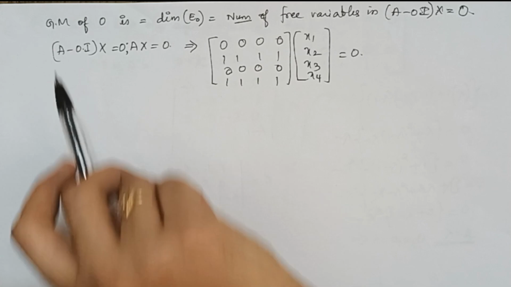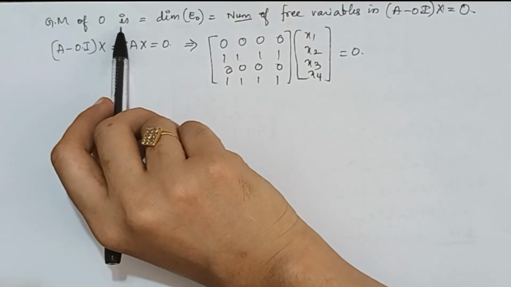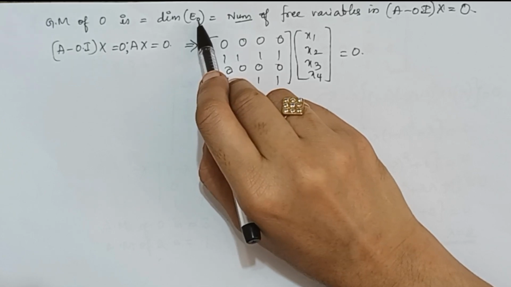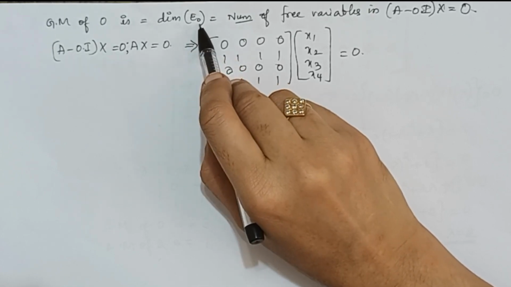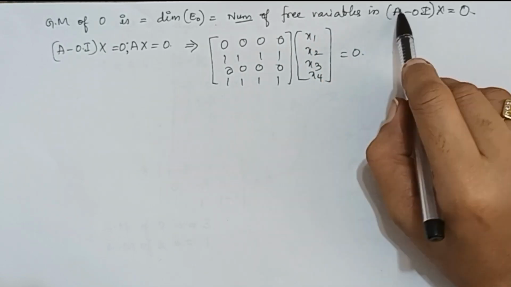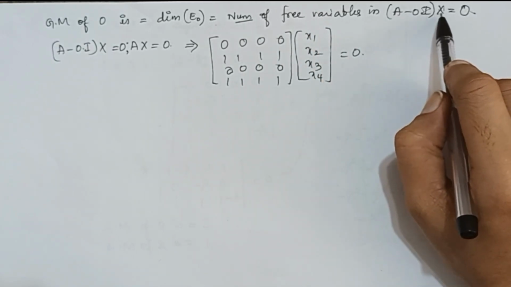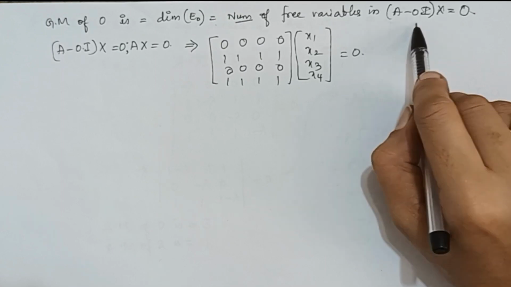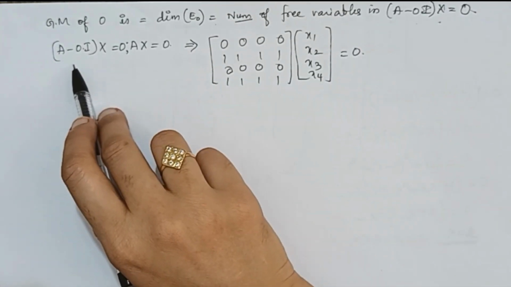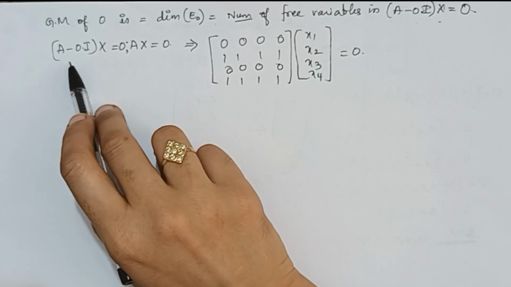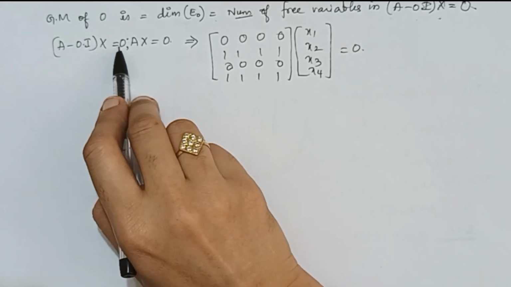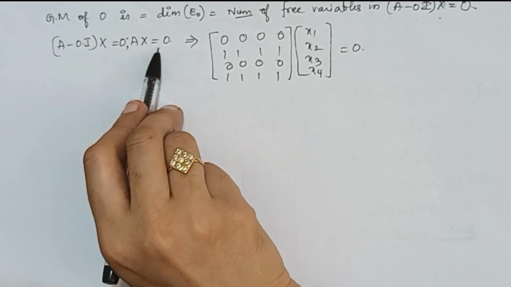Now, geometric multiplicity of 0 is the dimension of the eigenspace associated with the eigenvalue 0, that is E0, which is equal to the number of free variables in (A minus 0 I) x equal to 0, that is the null space of this system. So let us do that. How many variables we have, how many free variables we have to find out. So (A minus 0 I) x is equal to 0 implies it is Ax equal to 0.